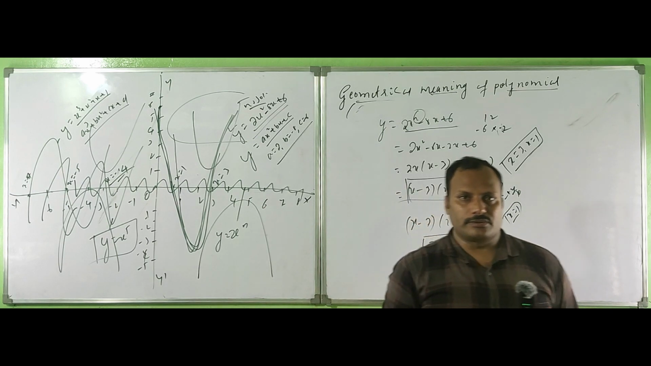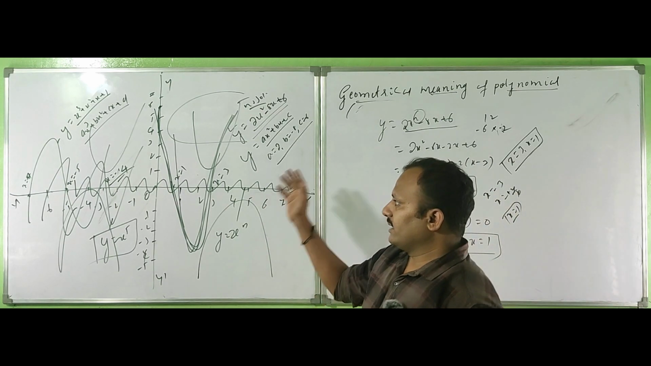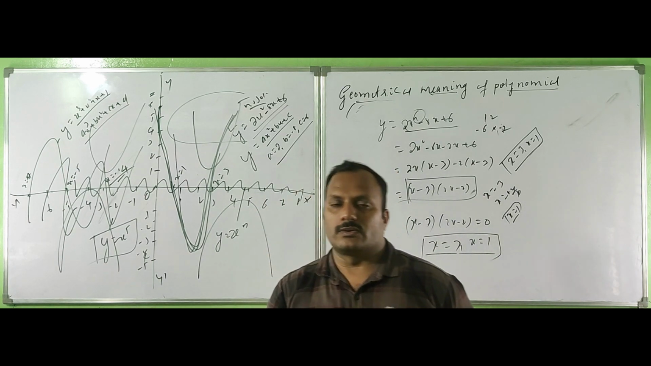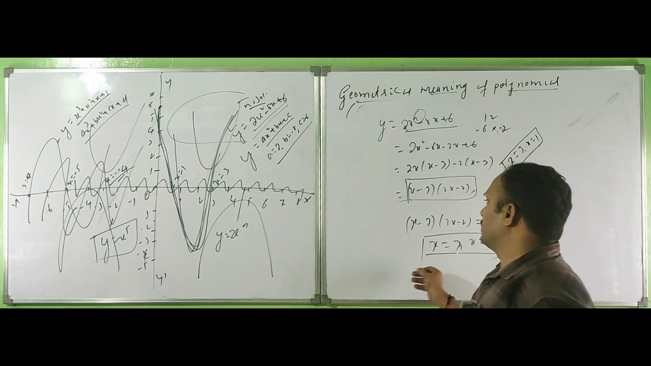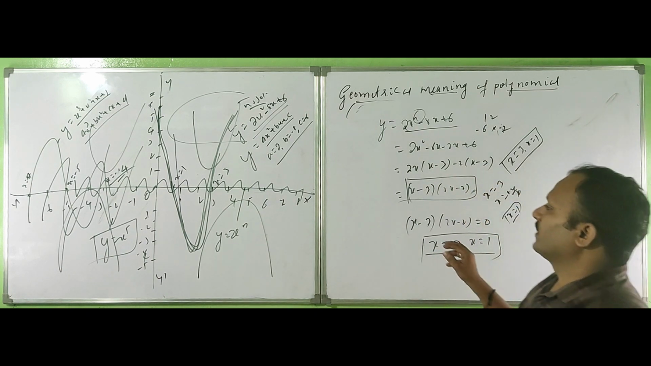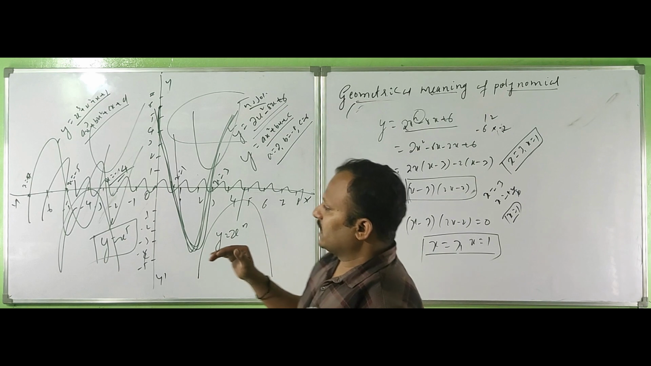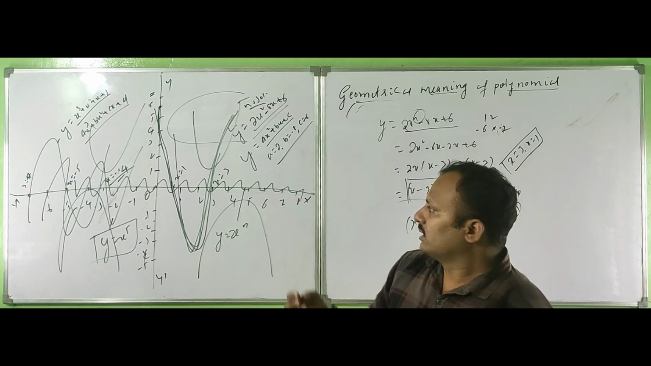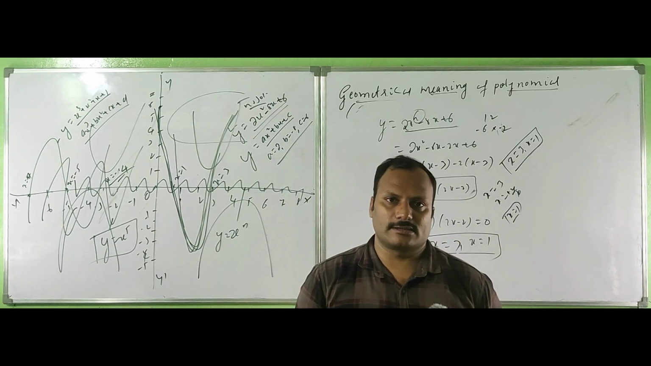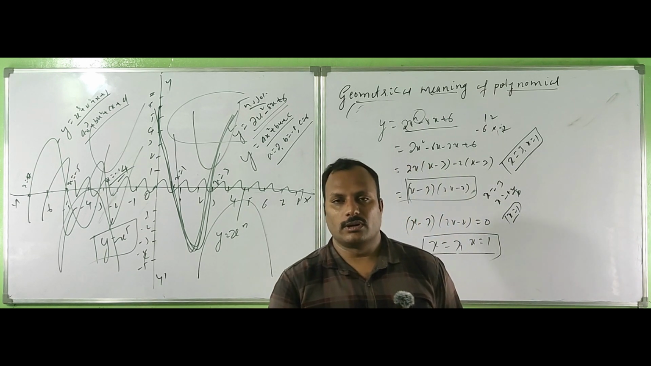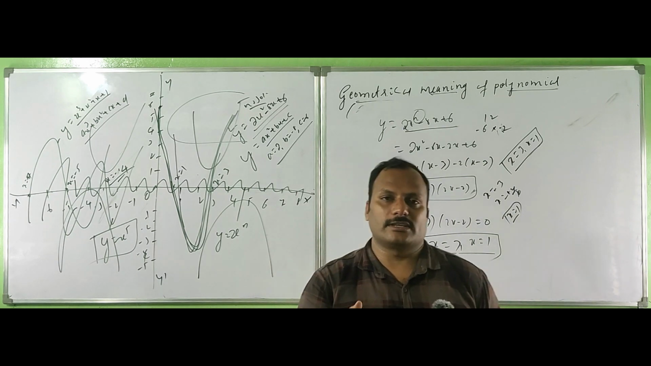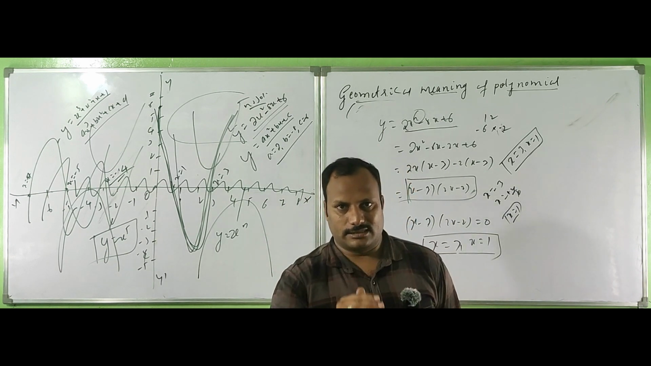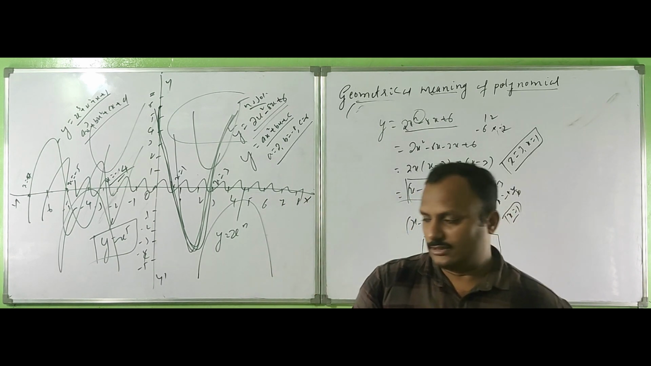A degree 1 linear equation has only 1 zero, meaning it cuts the x-axis at 1 place because it's a straight line. A quadratic equation has 2 values of x where the equation becomes 0, so the curve cuts the x-axis at 2 points. For a cubic equation, we have 3 zeros; the curve cuts the x-axis in 3 places. For degree 4, we have 4 values of x where the curve intersects the x-axis at 4 different places.